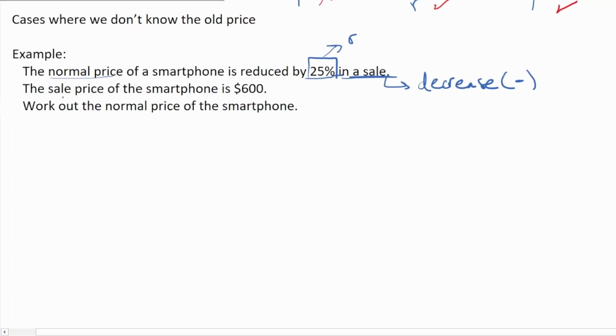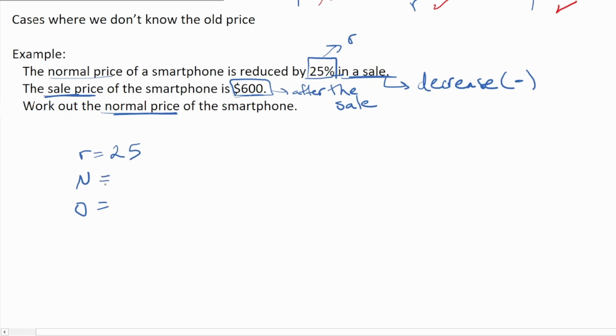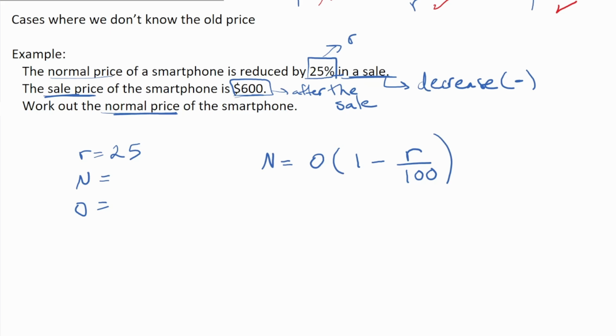Now, the sale price of the smartphone is $600. So you need to understand this $600, this is a sale price, so this is after the sale, after the reduction in price. Work out the normal price of the smartphone. So through the context of the question, we know R, it's 25, and we need to identify which is the new and the old. I'm going to write down the rule first. New is equal to old times 1 minus R over 100. Now, what do you think is the new? What do you think is the old price? Try to pause the video and think about it.